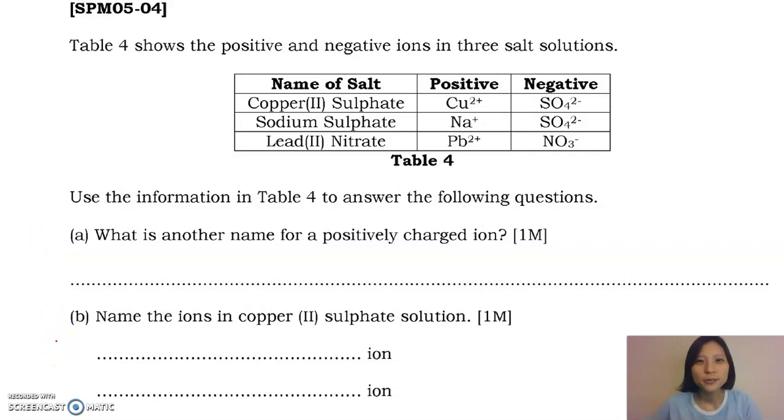Welcome back to the last question in the Solve Questions series. Today we're going to look at another question from SPM 2005. It's the fourth structured question.